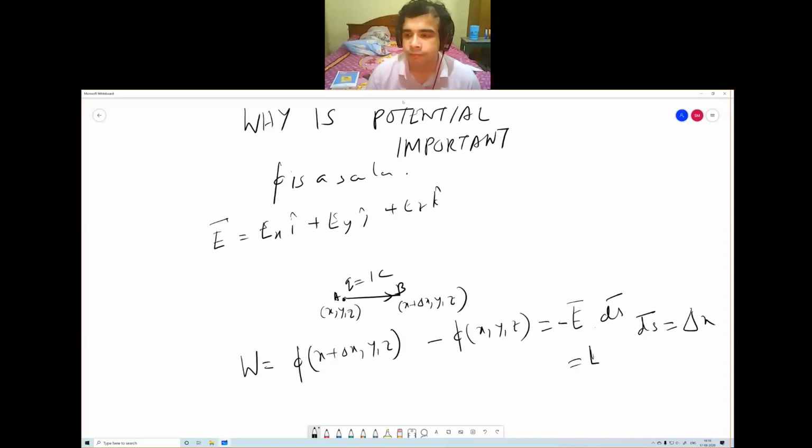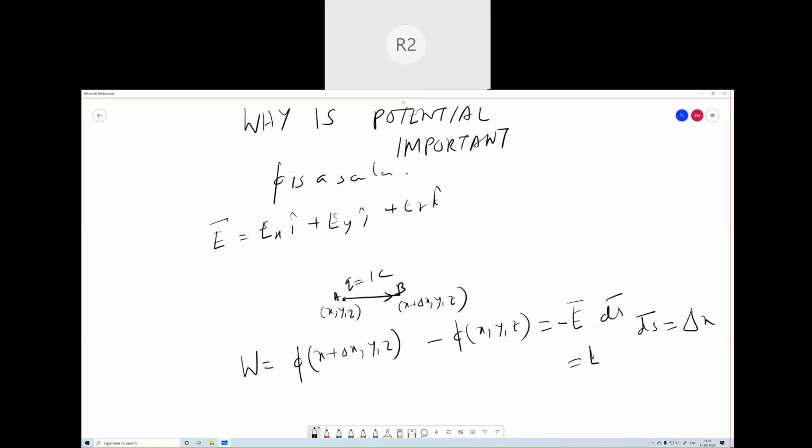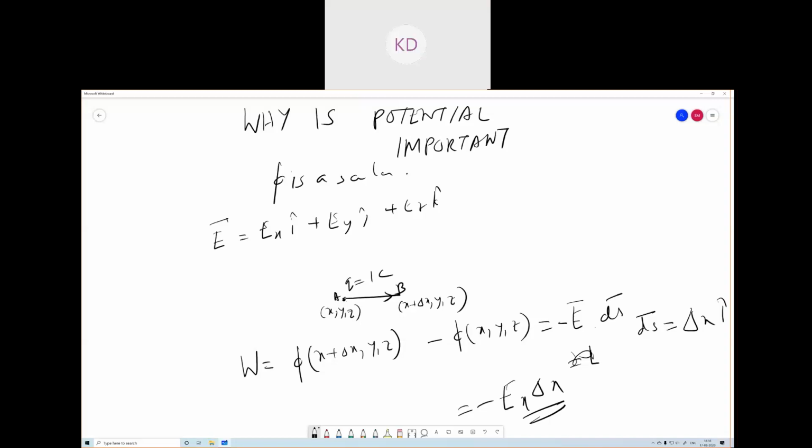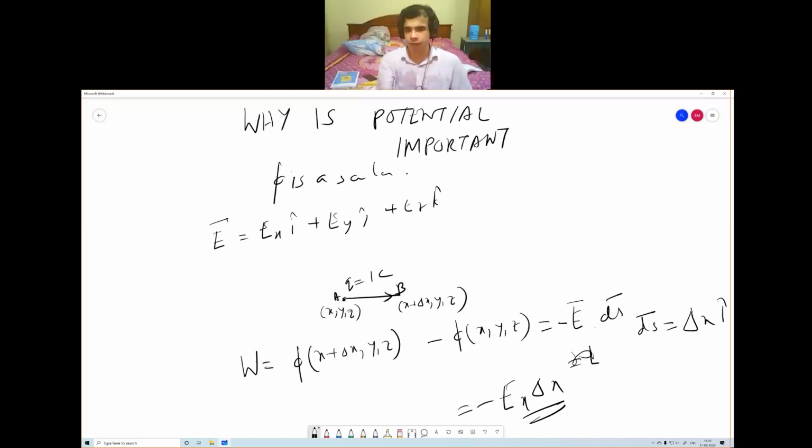Anyone? I cap, because I am moving in the plus x direction. So E dot ds would be minus Ex dx. Is it okay? Yes, sir. Only Ex will survive because the Ey and Ez terms will be 0, since j dot i is 0 and k dot i is 0.